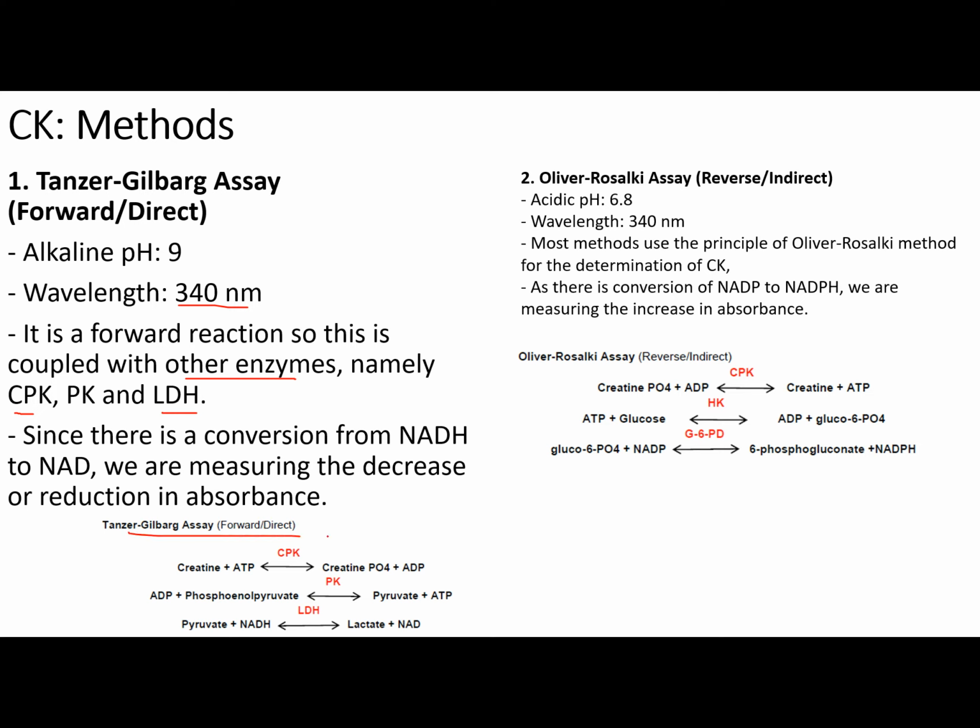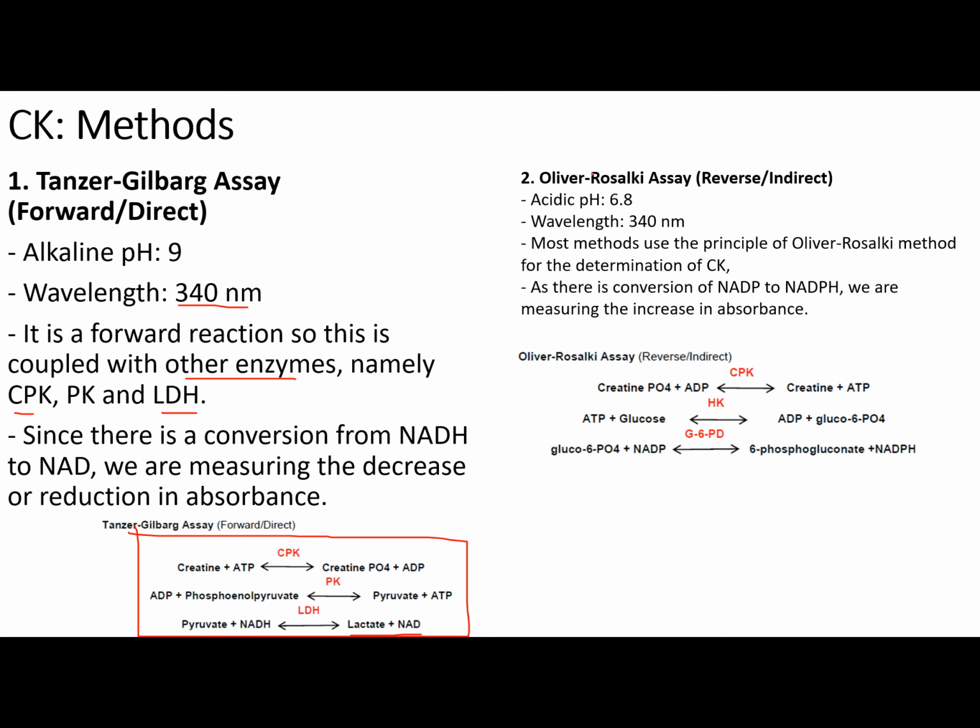So ito yung reaction niya sa baba, class. Creatine plus ATP would be converted by CPK to creatine phosphate plus ADP. ADP plus phosphoenol pyruvate would be converted by PK to pyruvate and ATP. Pyruvate plus NADH would be converted by LDH into lactate plus NAD. Then we have your Oliver-Rosalki assay or the reverse or indirect method.